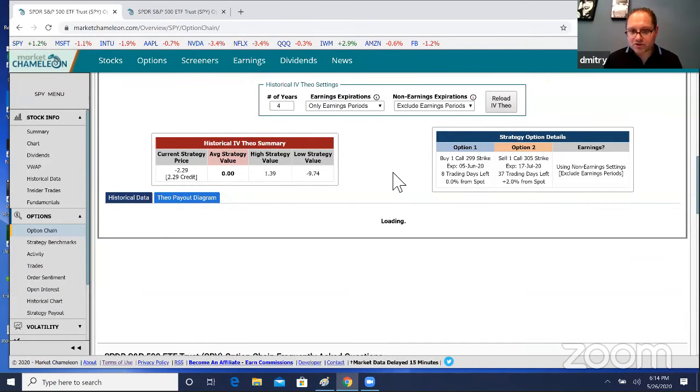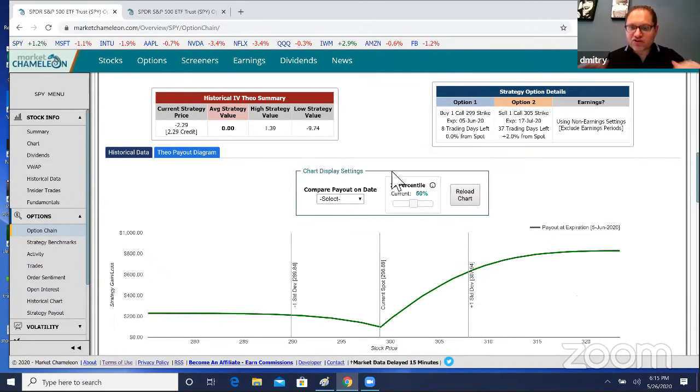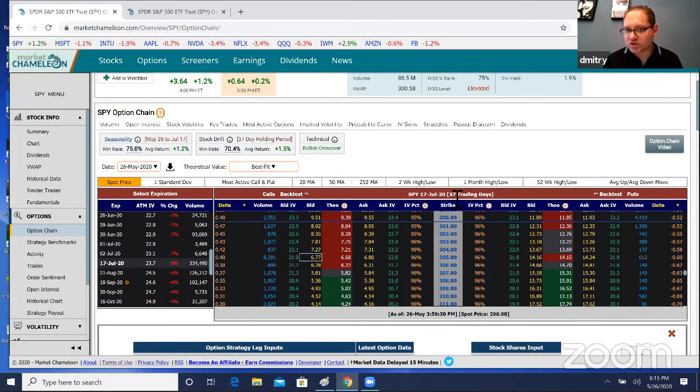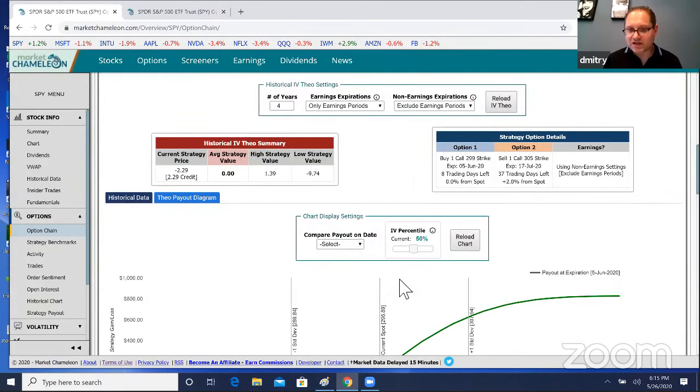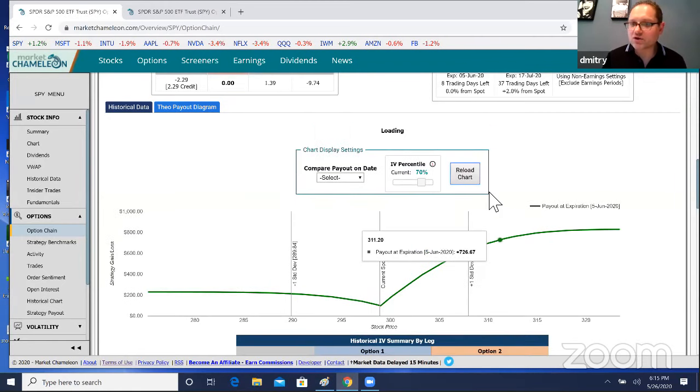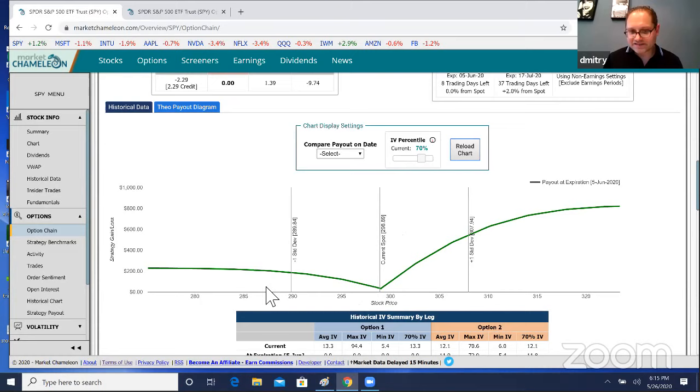What this payout diagram is doing is saying, let's fast forward to expiration and put in what this July 17th option will be. In 8 days, instead of 37 days, it'll have 29 days. So where's the implied volatility with 29 days to go? If it reverts to its median volatility, that's what this looks like, right? Let's say the implied volatility is a little bit higher, 70th percentile, we could check that. You could see here, even in the 70th percentile, this is looking pretty good.